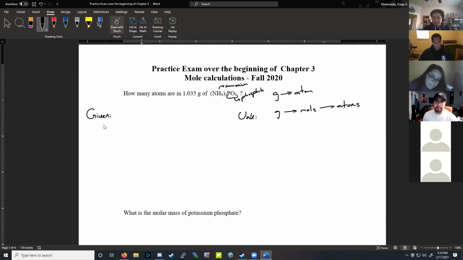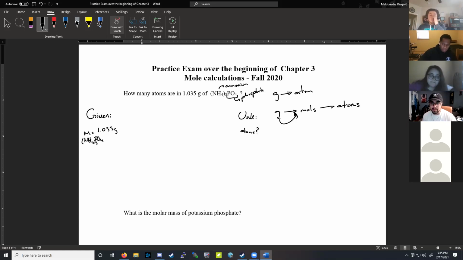So what were we given? We're given our mass, in grams, of ammonium phosphate, (NH4)3PO4. Oops, sorry, that's not a 4 on the PO. And then we were given 1.035 grams. And what's our unknown? What are we trying to find? Atoms. Yeah, how many atoms we have.